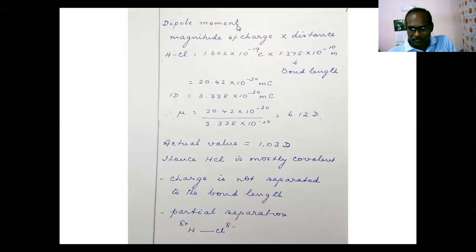Dipole moment is the magnitude of charge multiplied by the distance between the charges. I have already told you, when two atoms with different electronegativities combine, electronegativity is the capacity of an atom to attract the shared pair of electrons towards itself.